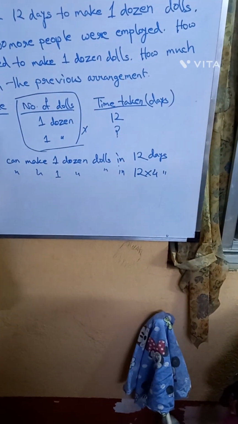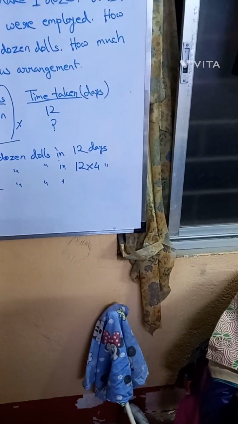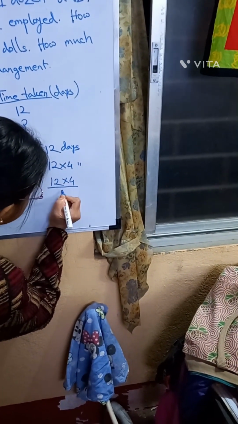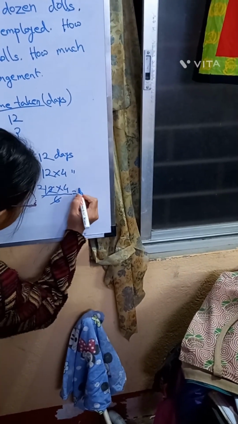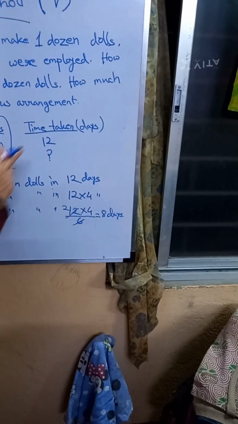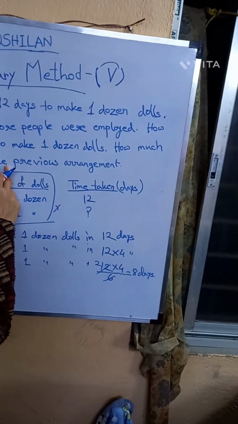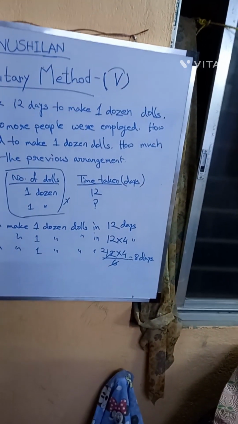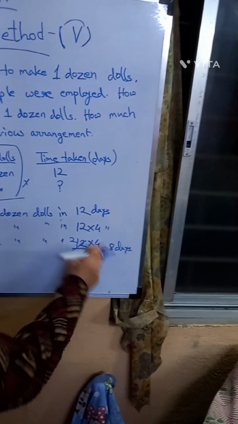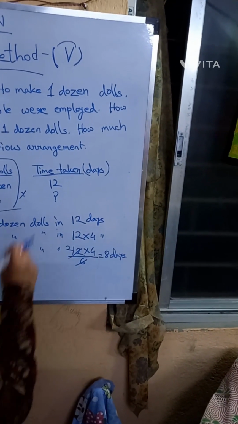Now the number of people is 6, so they can easily finish it early. So I will divide it. So 8 days. The question is, the first answer is 8 days, and how much less will it take than the previous arrangement? As the number of people is more, you have seen that it is 8 days. So the number of days is less than the previous one.